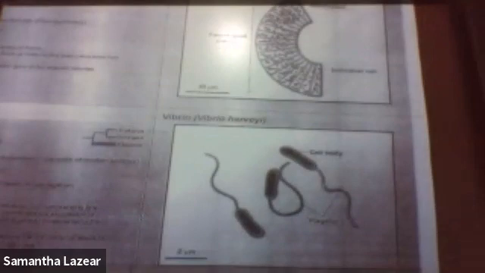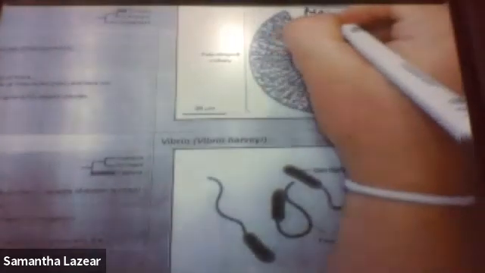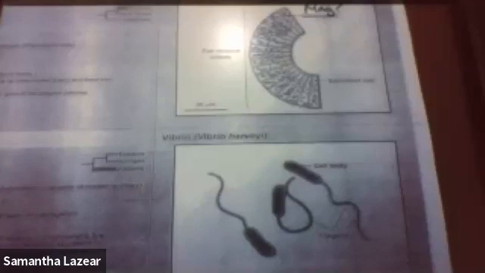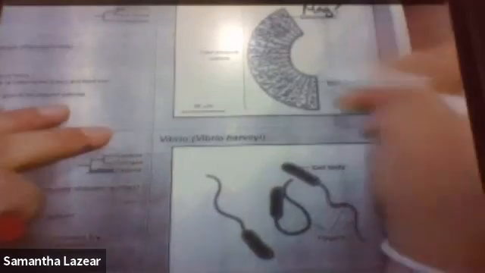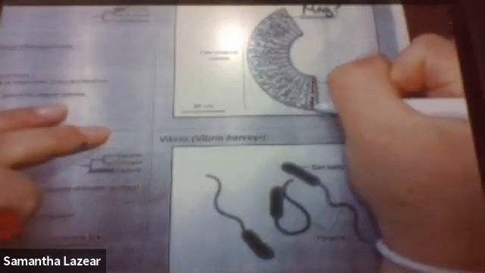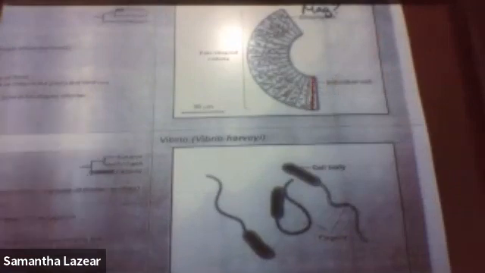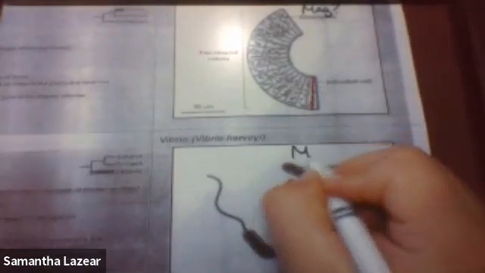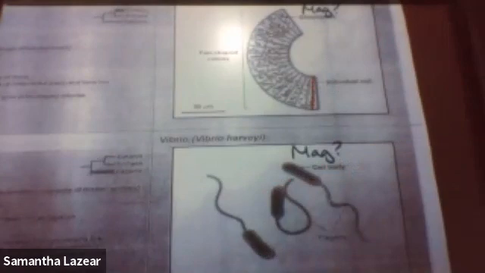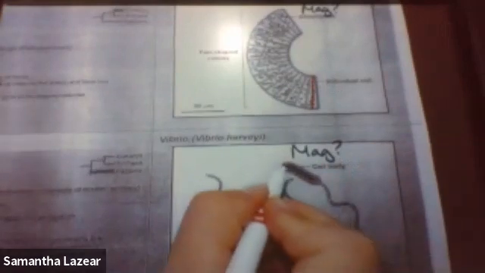All right, let's keep going because I want you guys to have lots of practice. I know it's almost time. Yeah, we got a minute. Mag on this one. And you're measuring the individual cell here. Mag on this one. And one cell body.